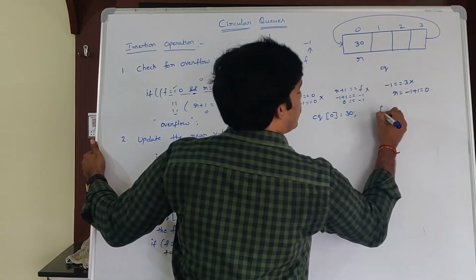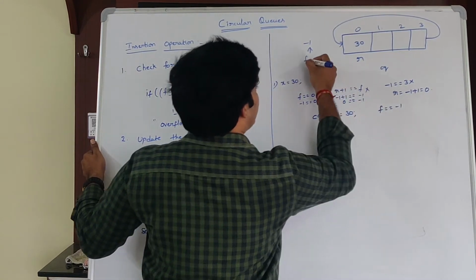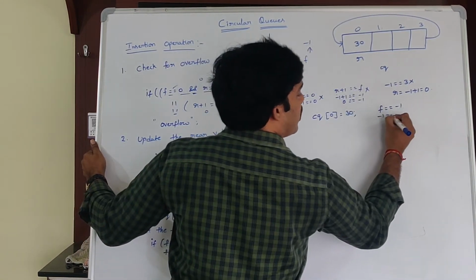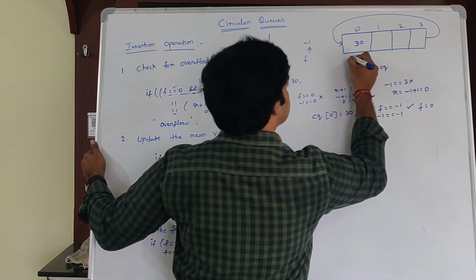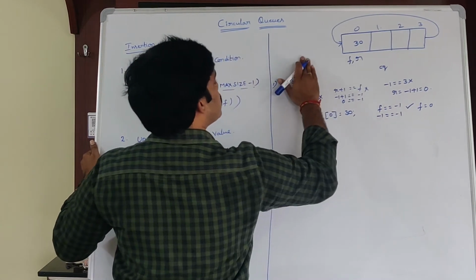What is the value of F? Is F equal to minus 1 or not? Initially F value is minus 1. Double equals minus 1, condition is true. So set F is equal to 0.